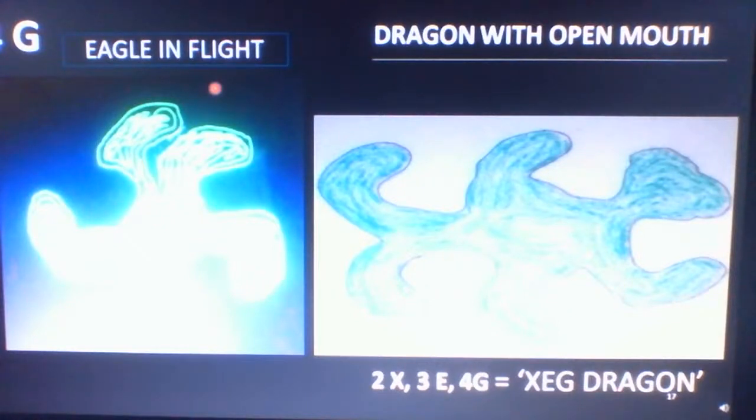Now, using 4G, I got an eagle in flight and also a dragon with open mouth. I call this dragon SEG dragon, a super dragon, because it has 2 S, 3 E, and 4 Gs. The 4 Gs are used to make it up, and then from here to there is your S, from there to there is another S, and your E's are there. You can see. Okay, so that's your E. This a second E, and then a third E. Okay, 3 E's.